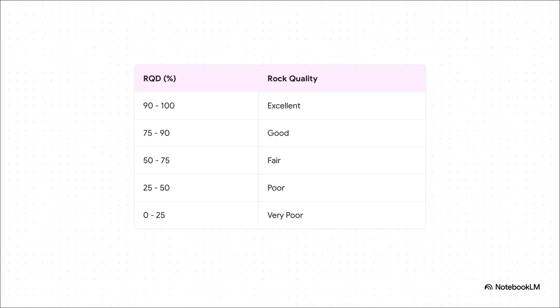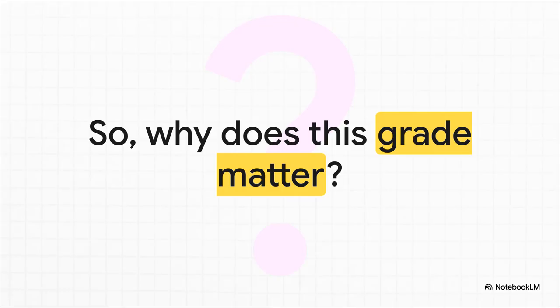And this chart just makes it super clear, right? You get a number, and that number tells you the story. An RQD over 90%? That's excellent rock. Down below 25%? You're looking at very poor quality. It's just a really simple but powerful way to talk about how solid the rock really is. Okay, cool. So we have a grade for the rock. But so what? Why does this number actually matter in the real world?